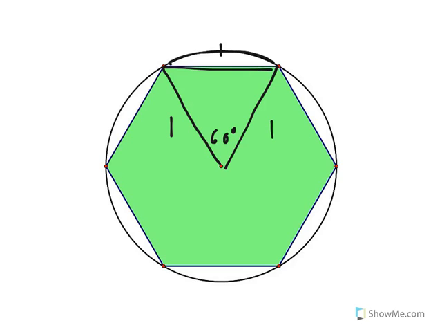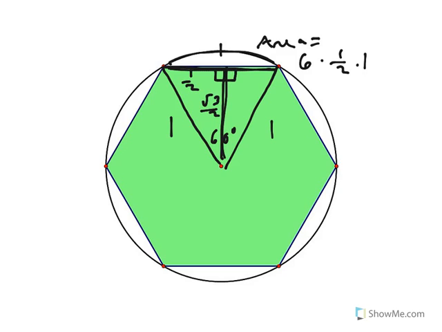And to get the area of this triangle, I could draw in the altitude. It's a 30, 60, 90 triangle, or you can use the Pythagorean theorem if you know this is 1. If you know this is 1, this is a half, then you can do the Pythagorean theorem to get the square root of 3 over 2. So the area of the hexagon is 6 of these triangles, and each triangle is 1/2 base times height. I'll make this the base and this the height.